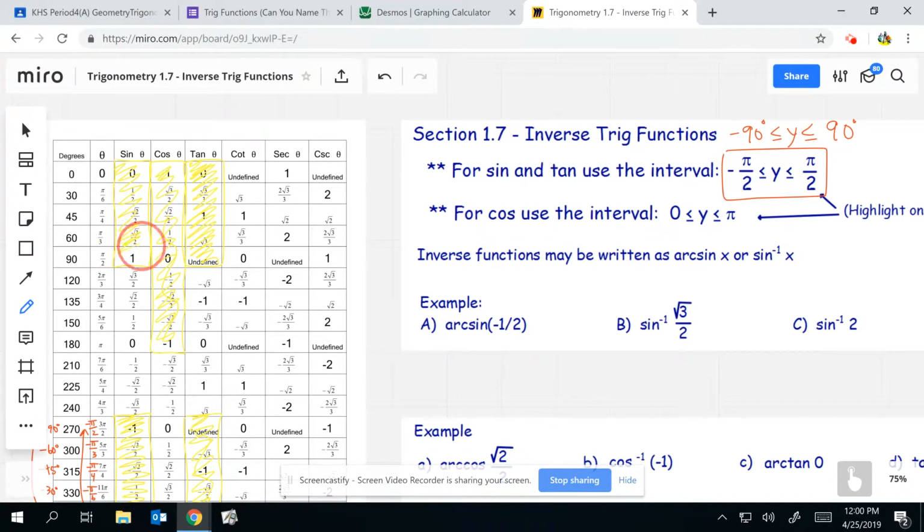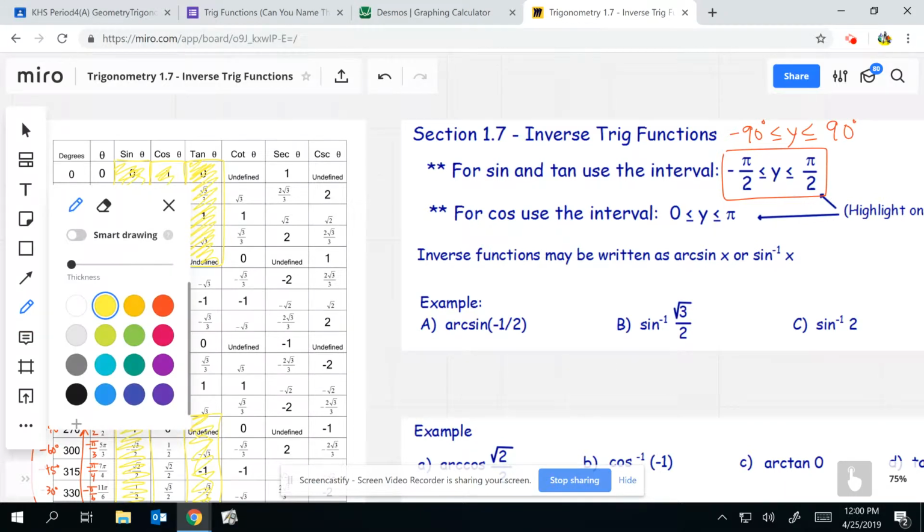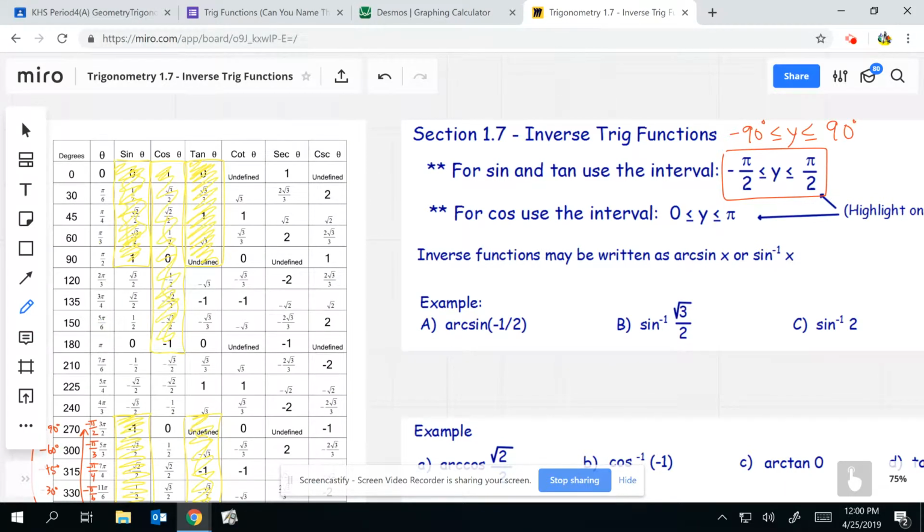So that's why I'm having you shade this in. Because if you want an inverse angle, you want to give me the angle that's in the shaded area. Okay, for cosine, so for sine and tangent, they're the same. For cosine, you can see that it's the top half. It's between 0 and pi. And in degrees, it would be between 0 degrees and 180 degrees.